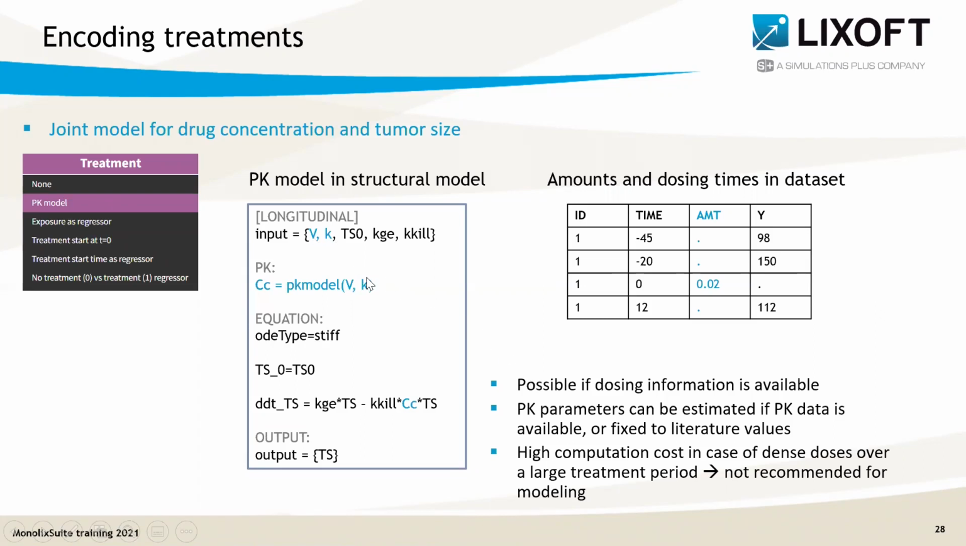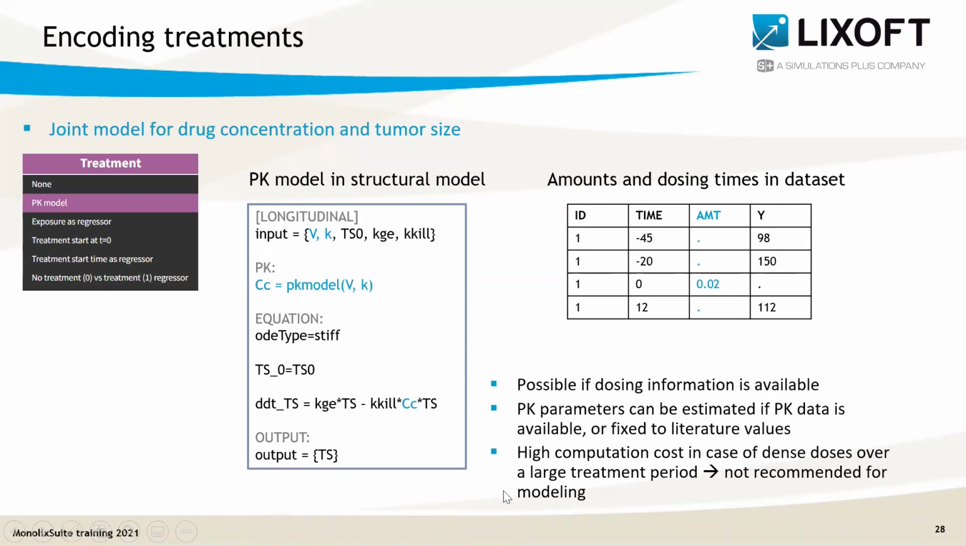So this type of implementation is possible if the dosing information is available. Then the amounts and dosing times have to be included in the data set in a column amount, and they are directly read in the model to produce predictions based on this PK model. The PK parameters V and k can be estimated if PK data is available along with tumor size data. Otherwise, they have to be fixed to literature values. And of course, it is possible for the user to modify the model from the library to implement a different PK model than this default model with only two parameters.